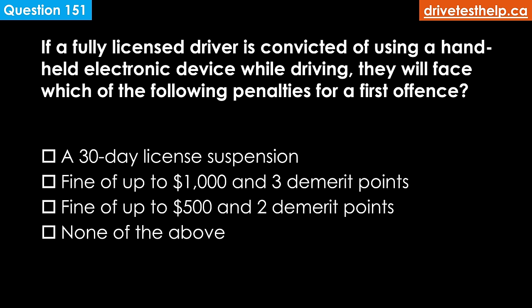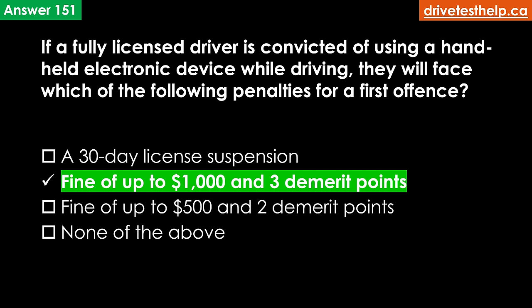If a fully licensed driver is convicted of using a handheld electronic device while driving, they will face which of the following penalties for a first offense? A 30-day license suspension, a fine of up to $1,000 and 3 demerit points, a fine of up to $500 and 2 demerit points, none of the above. The correct answer: a fine of up to $1,000 and 3 demerit points. A fully licensed driver who is convicted of a first offense of using a handheld electronic device while driving may face a fine of up to $1,000, 3 demerit points, and a 3-day license suspension.